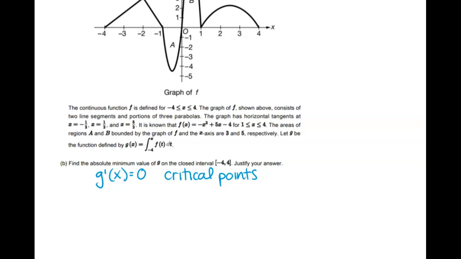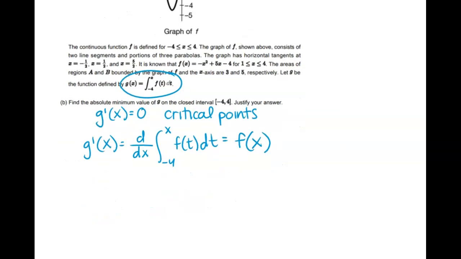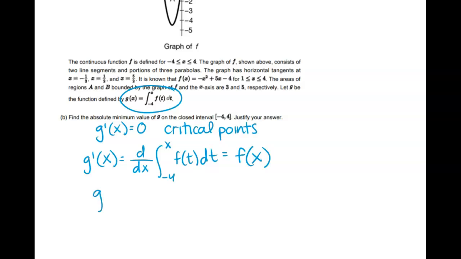So let's see. Well, what is G prime of x? This is G of x. G prime of x is the derivative d dx of this integral. Those fancy rules, for lack of a more mathy way to put it at this moment: put in your x, so you just get f of x. So we're really just looking for when G prime of x, which is actually f of x, is equal to 0.